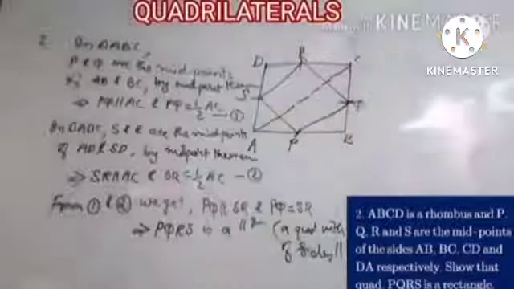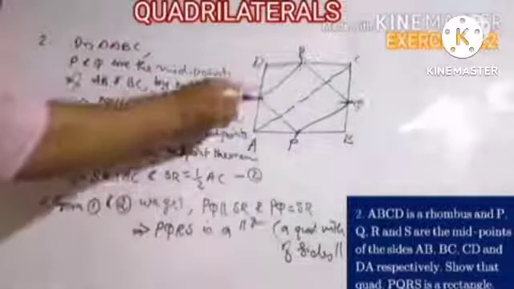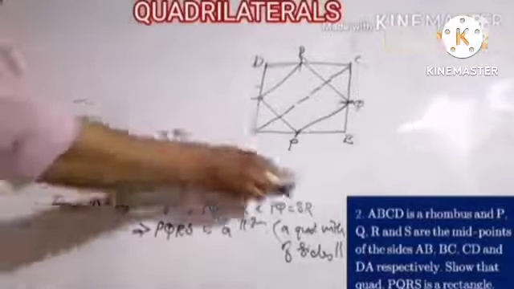Then it's a parallelogram. Write that also. Then it's a parallelogram. Okay. So that's the completed. Now we have PQRS is a parallelogram. So first step over. So here we have to prove PQRS is a rectangle. Now we got PQRS is a parallelogram.